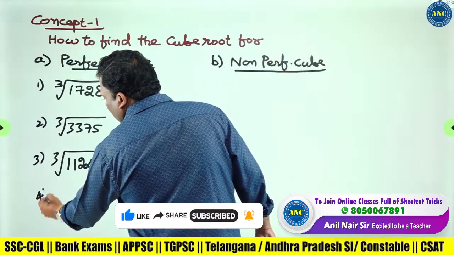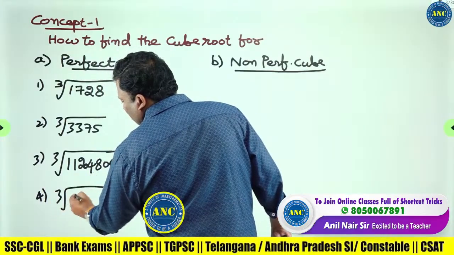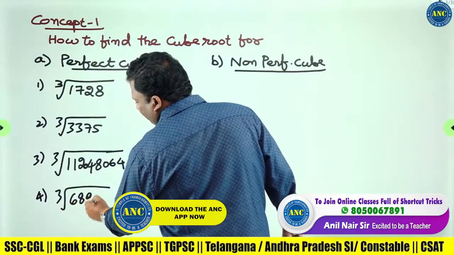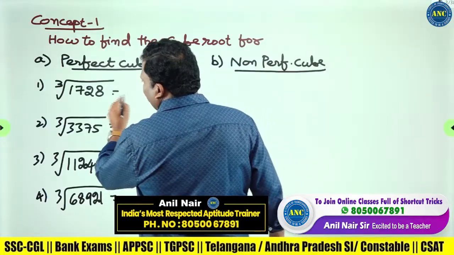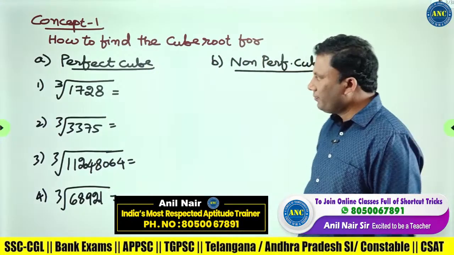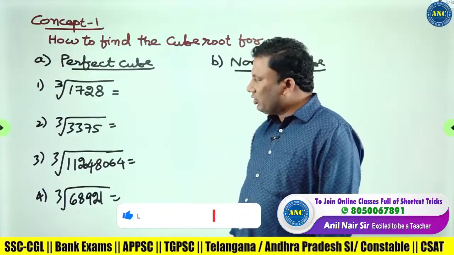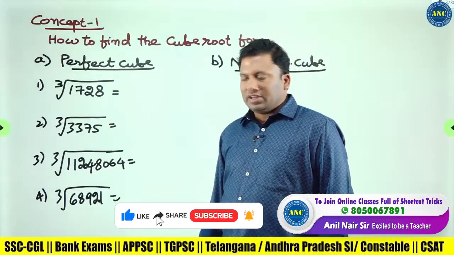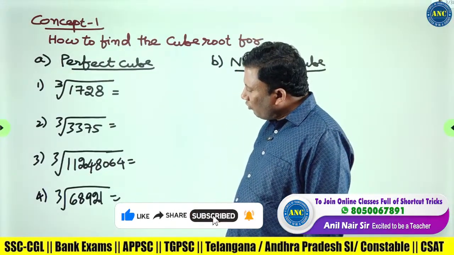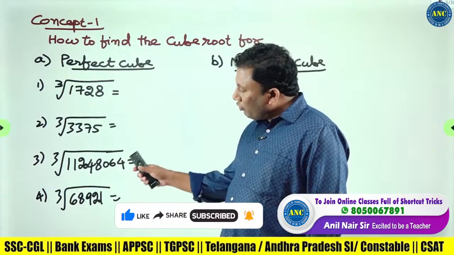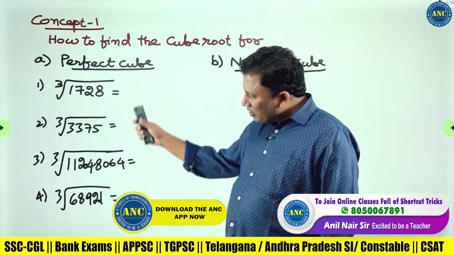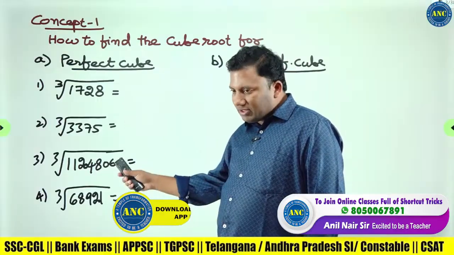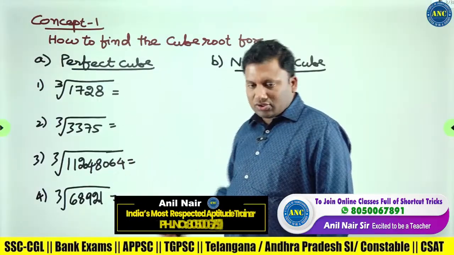One more question. Cube root of 68921. Very, very important class. Cube root of 1728, cube root of 3375, cube root of 112,04864, cube root of 68921. First and third I will solve, second and fourth you need to solve.